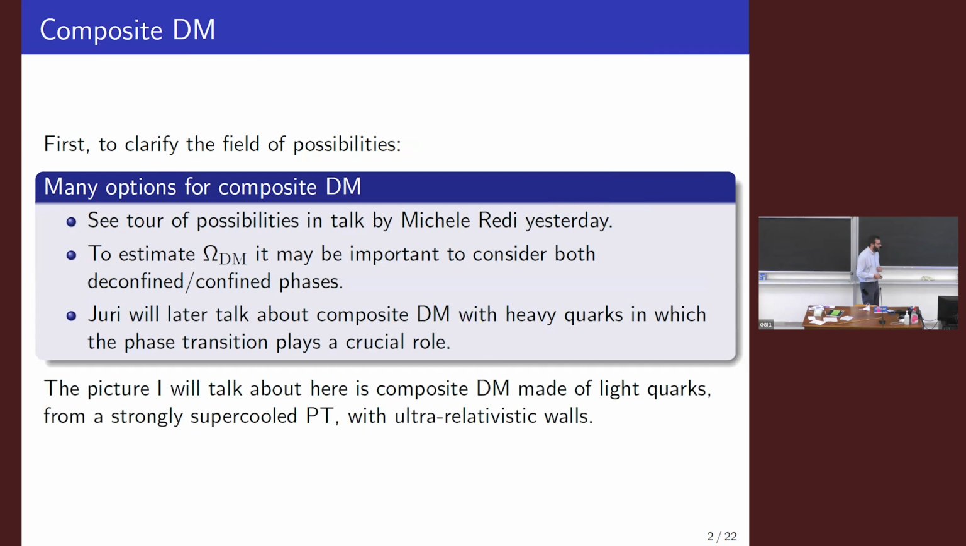The picture I'll talk about here is composite dark matter made of light quarks, so quarks which are lighter or approximately massless compared to the temperature, and also the confinement scale, at the temperature of nucleation. And I'll be talking about what happens in a strongly supercooled phase transition with ultra relativistic walls. Of course, you might go to some parameter space, some model where you don't have a strong phase transition at all, and then this doesn't apply. But this limit is what we're going to be looking at, almost exclusively.